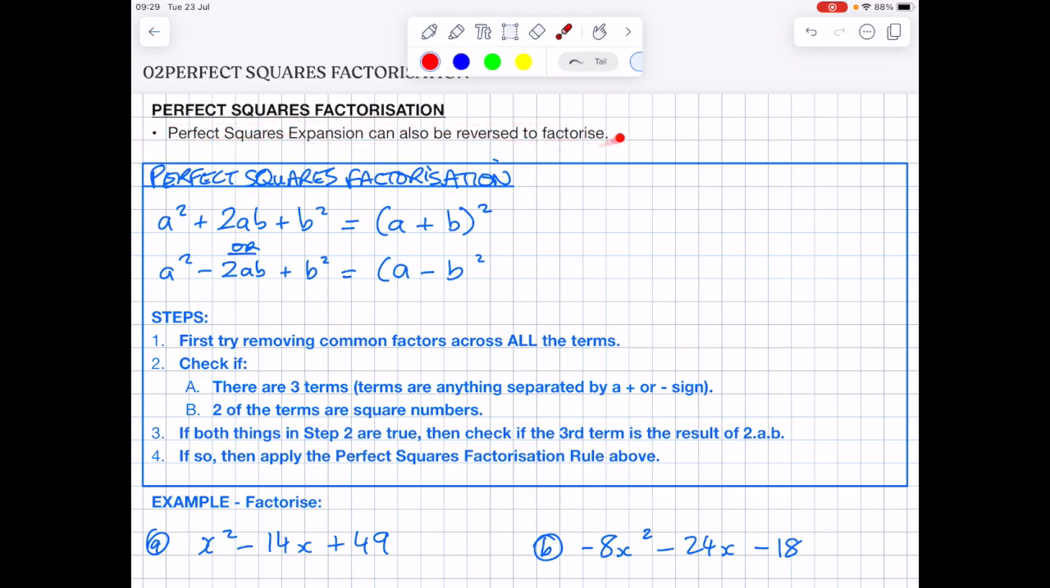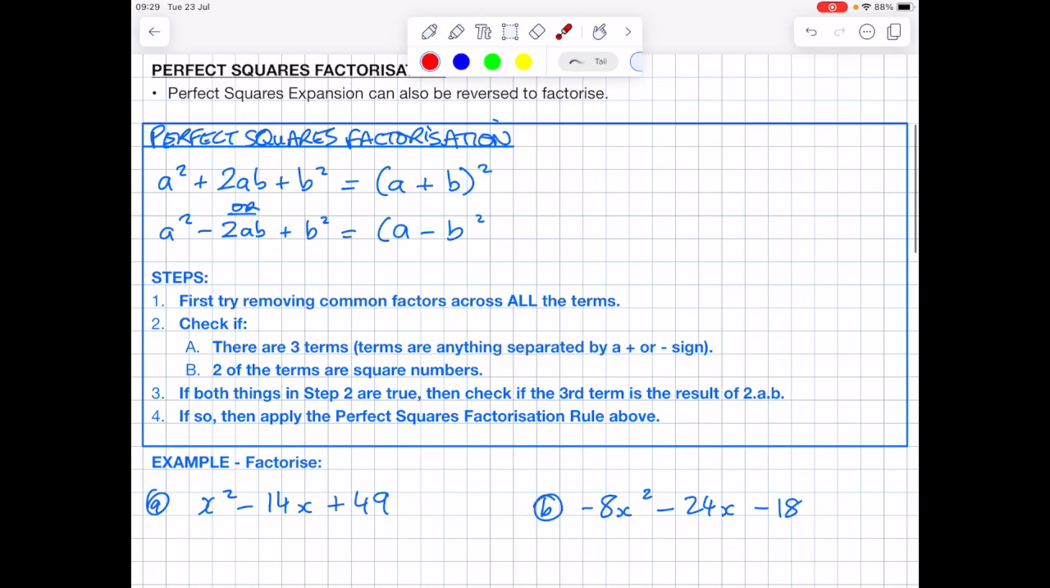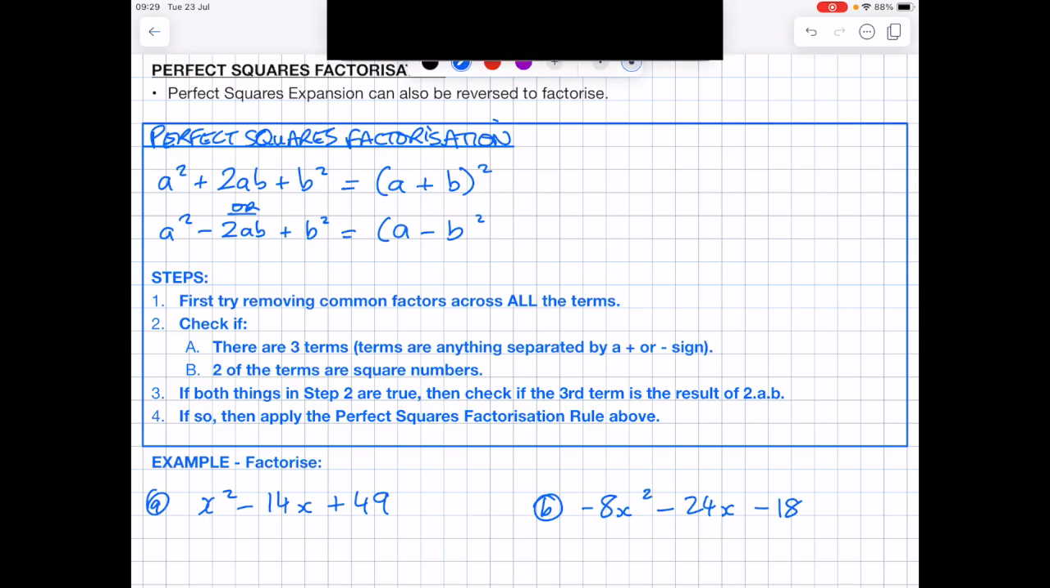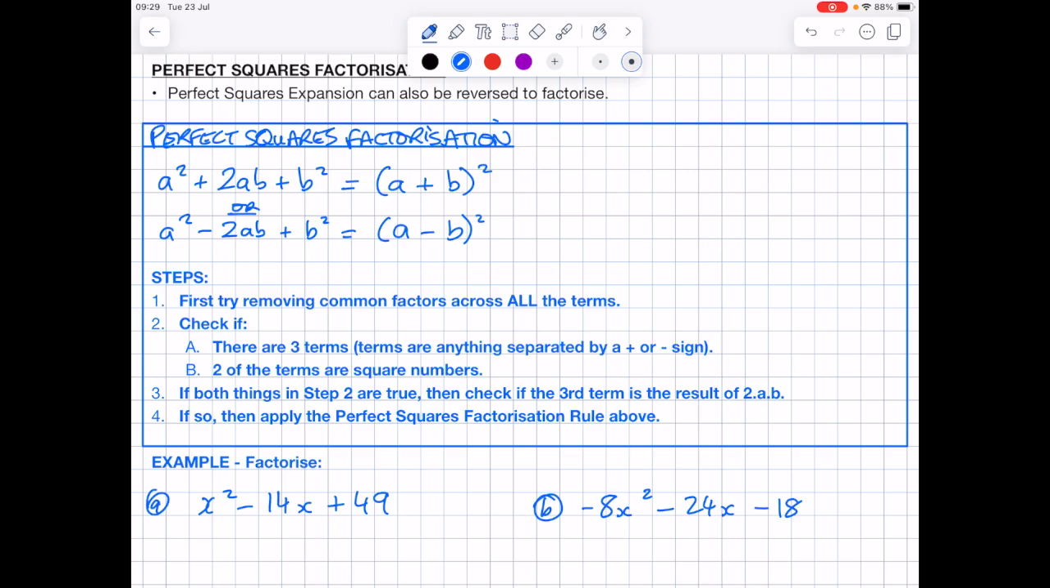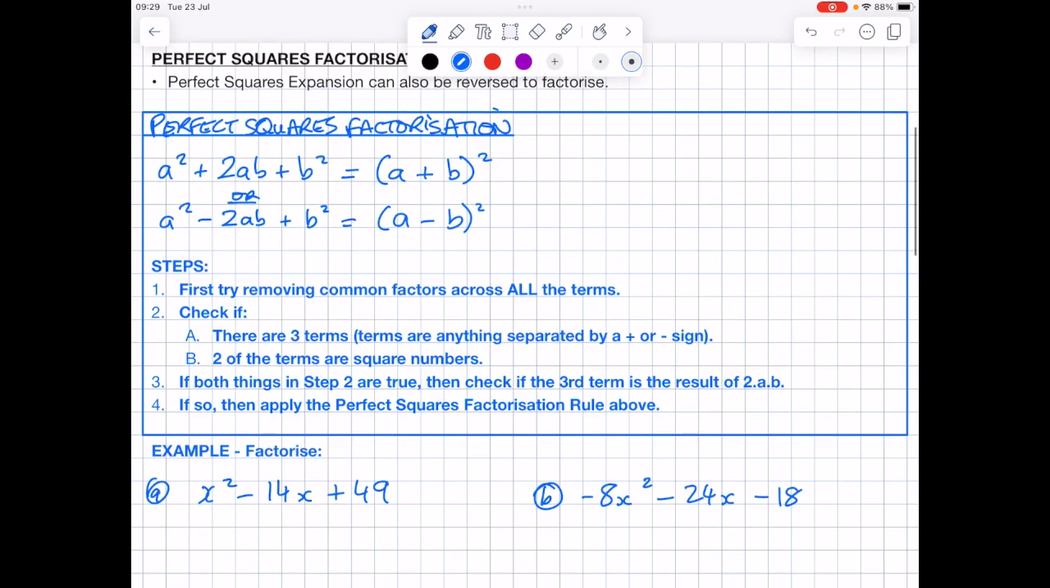In the previous lessons, I've taught you how to do perfect squares expansion. I can do it in reverse to factorize, because remember, factorization is the reverse of expansion.